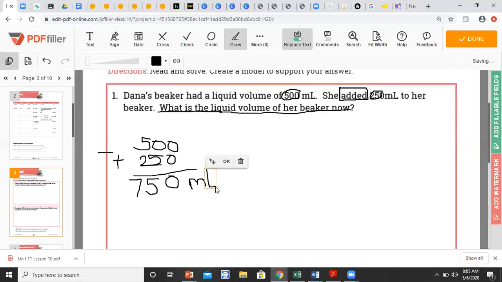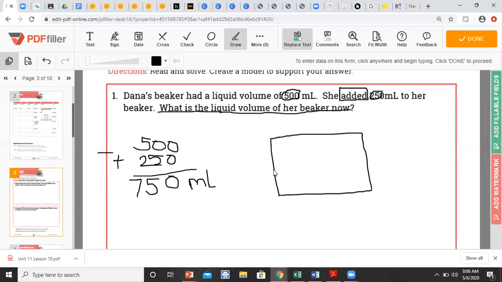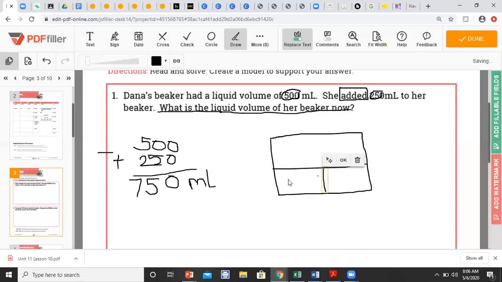If we wanted to create a model to support our answer, we could always do the tape model here. We know that we start off with 500. We add 250 milliliters. And so our answer is 750 milliliters.